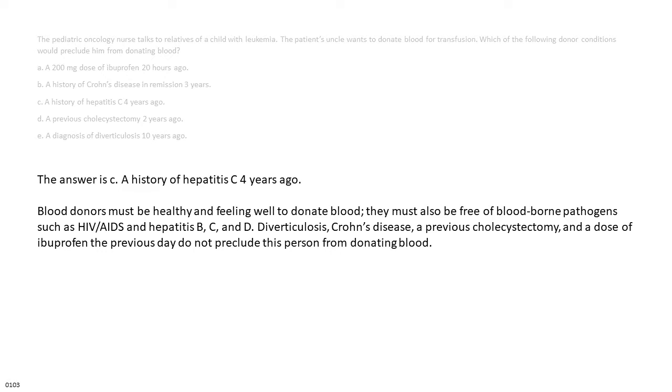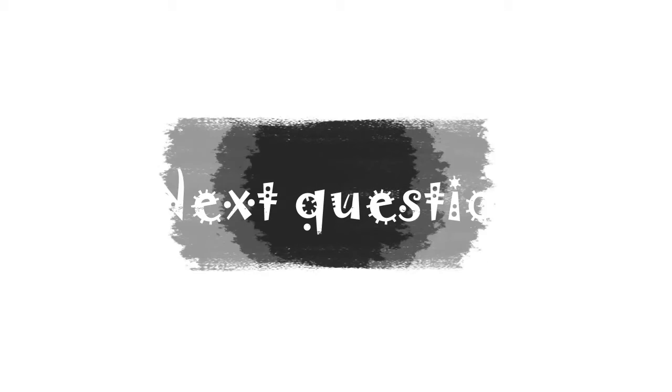The answer is C. A history of hepatitis C 4 years ago. Blood donors must be healthy and feeling well to donate blood. They must also be free of blood-borne pathogens such as HIV/AIDS and hepatitis B, C, and D. Diverticulosis, Crohn's disease, a previous cholecystectomy, and a dose of ibuprofen the previous day do not preclude this person from donating blood.